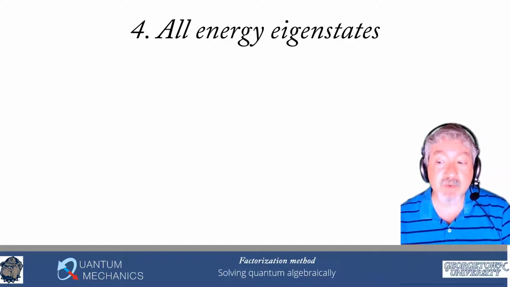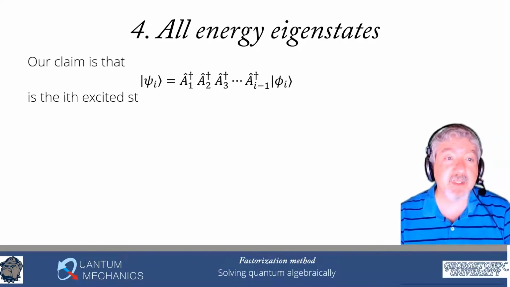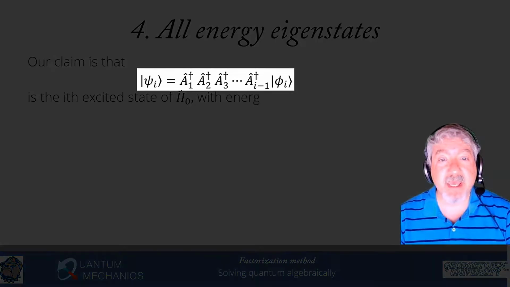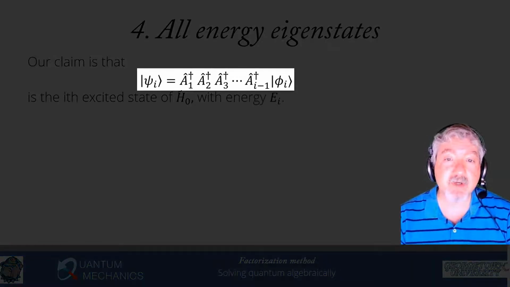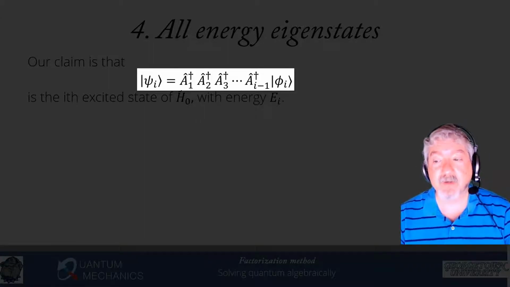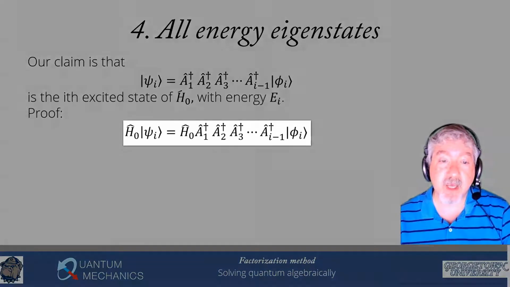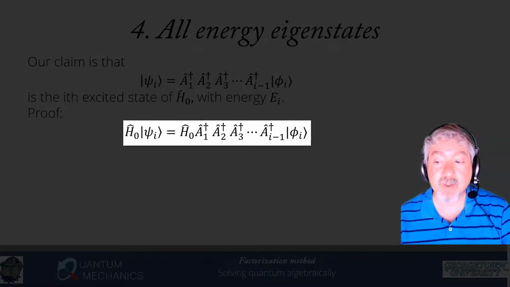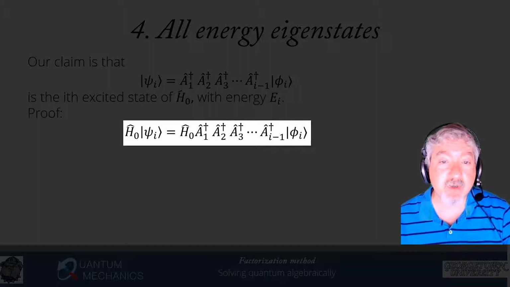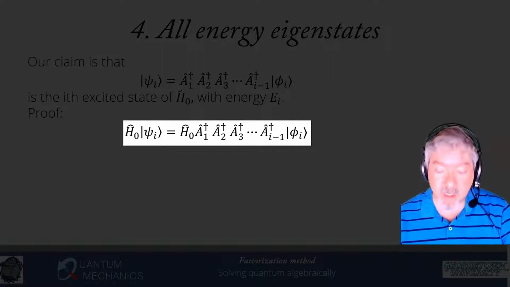All right, now we can use that fact to get all of the energy eigenstates of our original Hamiltonian. And I'm simply going to claim that those excited states are given by A_1 dagger, A_2 dagger, A_3 dagger, all the way out to A_{i-1} dagger acting on phi_i. Now, for this, we definitely need to prove it because it doesn't look obvious. So let's act our original Hamiltonian. Recall that is H_0 in our factorization chains. We're going to act that on the psi_i. Let's write out what the psi_i is in terms of the A_i daggers.